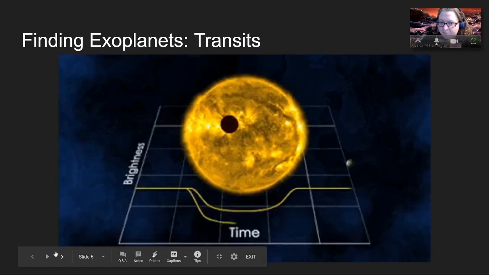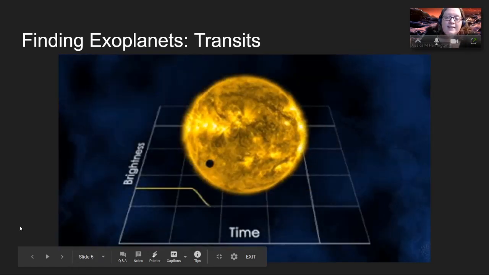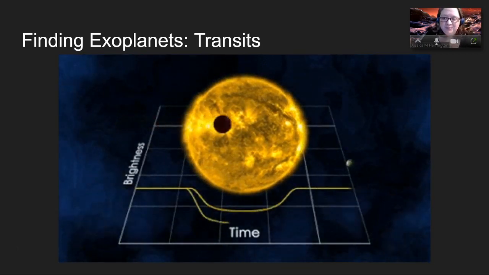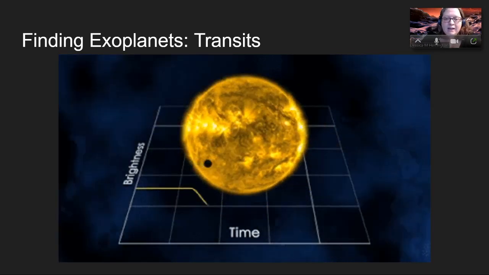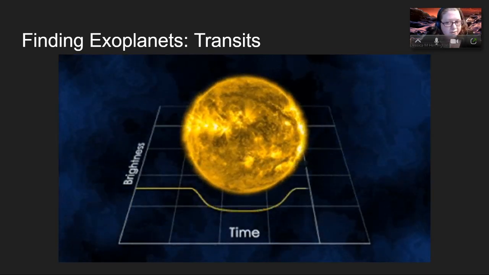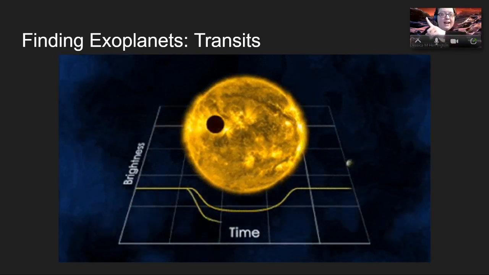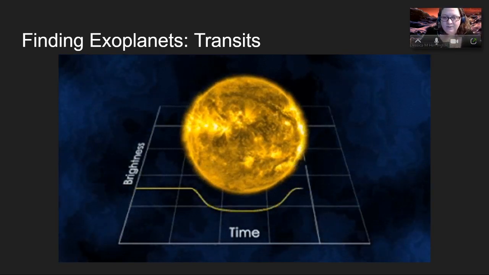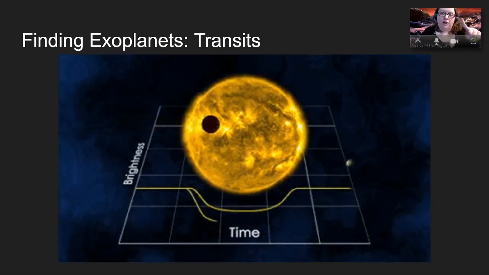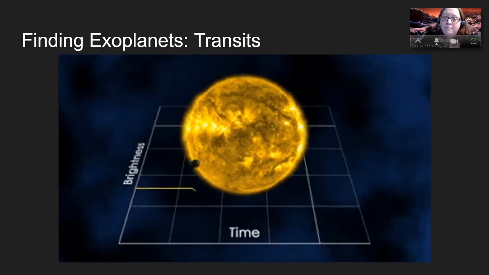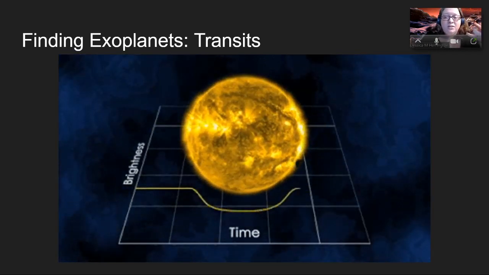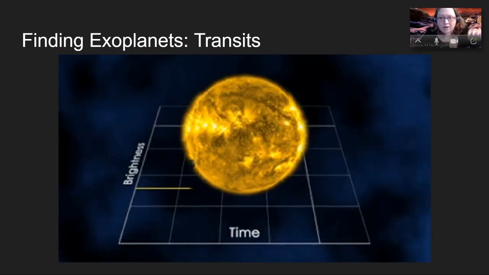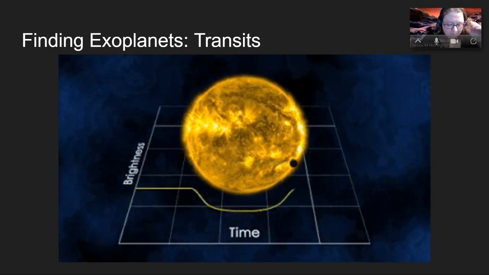The other method is what we call the transit method. And the idea behind this is, in some cases, there is going to be a planet and star system that is oriented just right so that the planet passes in between us and the star it's orbiting around. And as it passes in front of the star, it's going to block some of the star's light and cause the star to temporarily dim before it moves past and the star goes back to its regular brightness.